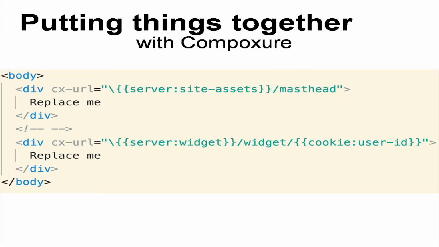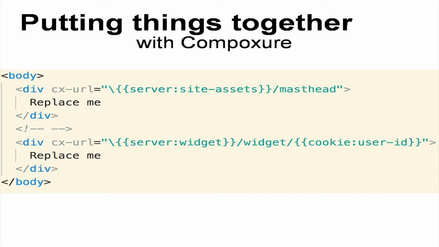Well, Composure sits between every request, or lots of requests, between a user's browser and Tez's services. So what happens is that it intercepts that request, and it basically goes and asks all the different services for the bits and pieces that it needs and puts them together. So an HTML page might look something like this. So, putting things together with Composure. And then that's exactly what it's doing, right?